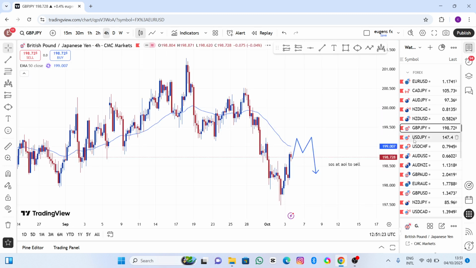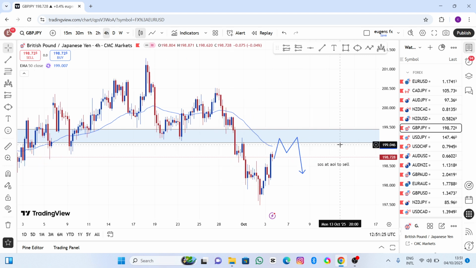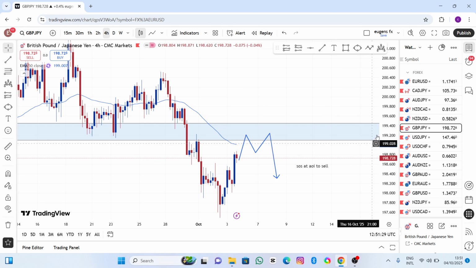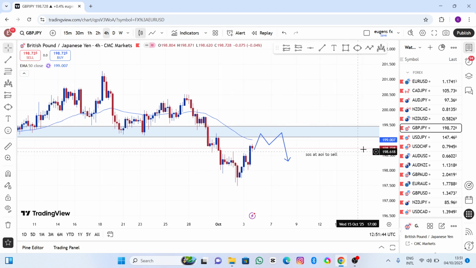GBP JPY. So I arrange the pairs according to the pairs that I see will move faster. So that's why they are arranged like this. But my top pairs are Euro/USD, CAD JPY, AUD JPY, NZD, and NZD CAD. GBP JPY too, I like GBP JPY, but it's just going to take a bit of a while to happen. And USD JPY too. So let's just get down to it.